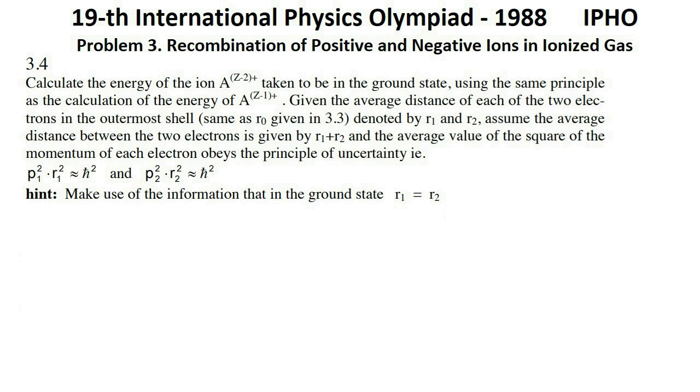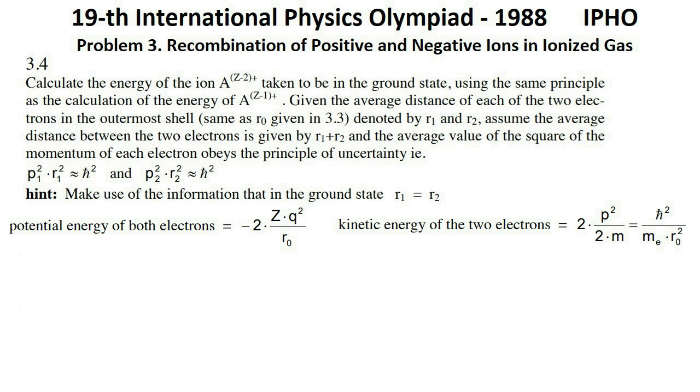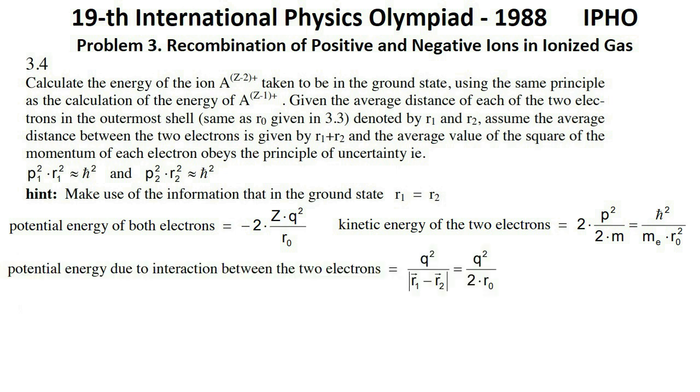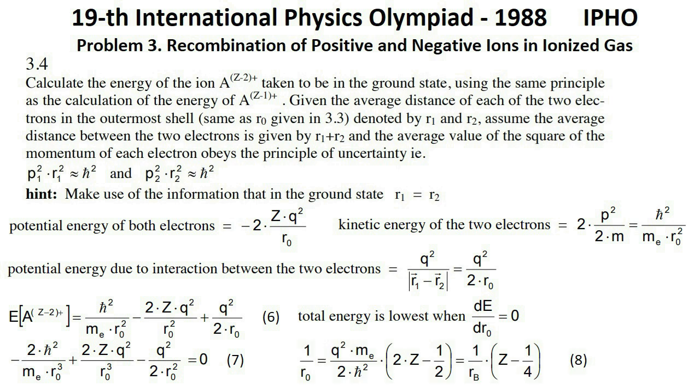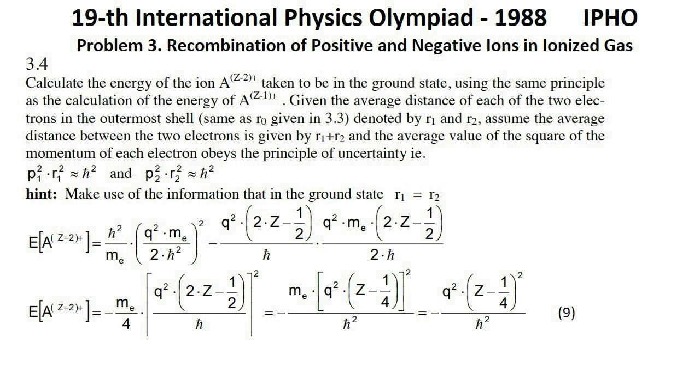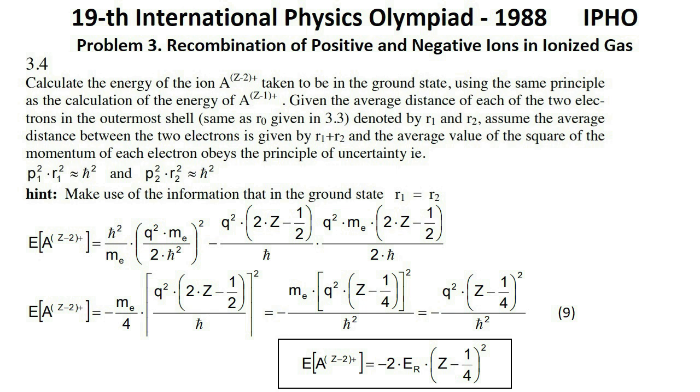Solution to question 4. In the case of AZ-1 plus ion capturing a second electron, potential and kinetic energy of both electrons are as follows. Potential energy due to interaction between the two electrons is this one. So total energy is in expression 6. Total energy is lowest when the first derivative is 0. It means that after 6 we have expression 7, and 1 over R0 equals expression 8. Finally, total energy of the ion AZ-2 plus is in expression 9. That was the solution to question 4.